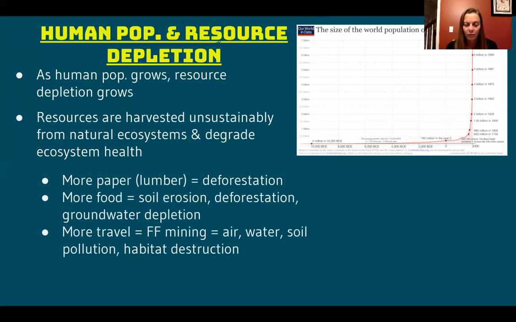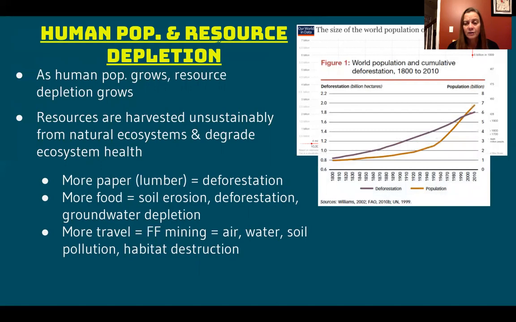And it's across the board. We use all kinds of resources. More paper leads to deforestation. More food leads to soil erosion because of agriculture, leads to deforestation, so we have more space for agriculture, leads to groundwater depletion from irrigating the crops. More people means more travel, which means more mining or extraction of fossil fuels, which leads to air, water, and soil pollution, and to habitat destruction, and to increased carbon dioxide emission.